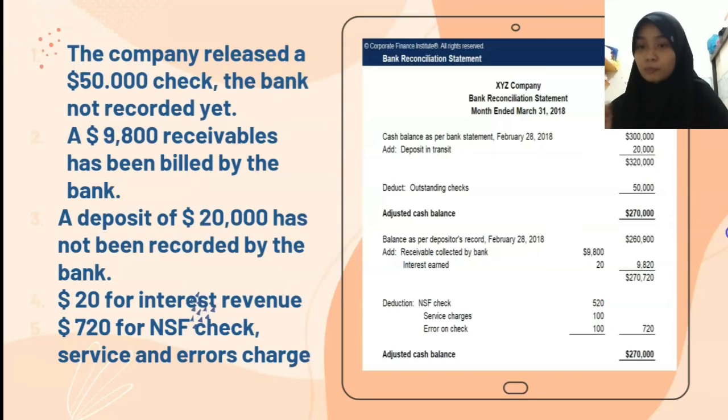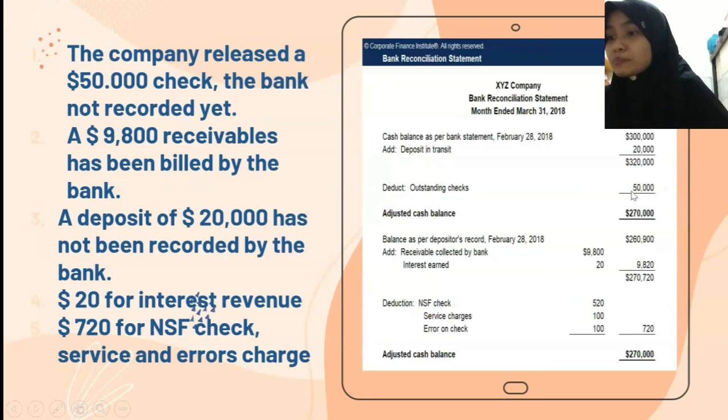For example, here, the first case, the company released a $50,000 check, the bank has not recorded it yet. So we have to record it here: outstanding check as a deduction, $50,000.